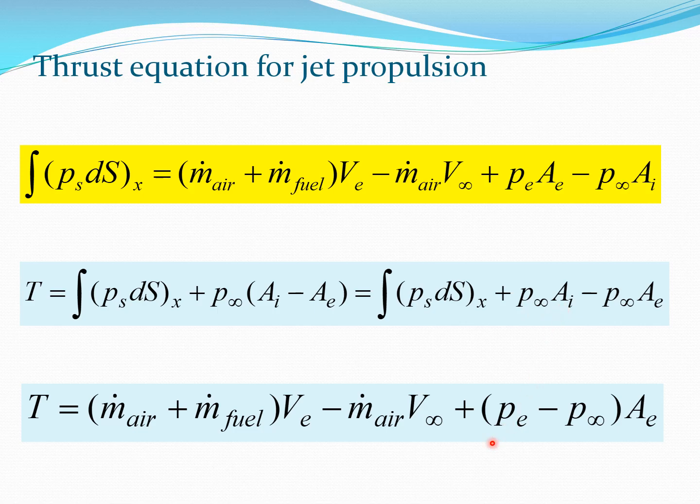After that cancellation, I am only left with terms involving a subscript E, that is the cross section at the exit, and I am left with the remaining terms which involve the momentum change in the gas. So the thrust is the momentum change which takes place in the airflow or the gas, and there is also a pressure component, which involves the differential of pressure between the exhaust and the input side, and this is multiplied by the A_E or the exit cross section.